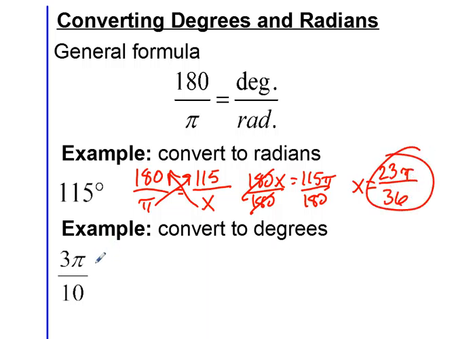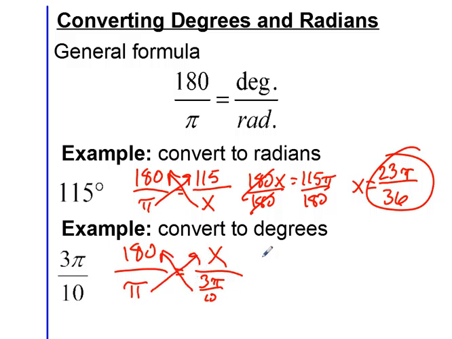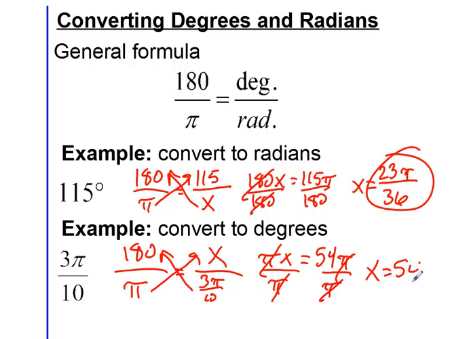Let's try this one more time, but go the other direction. Create degrees out of a radian. So again, 180 divided by pi is equal to, I want to get degrees, so put the x in the degree spot, and put our radians on the bottom, 3 pi over 10. So now when I multiply, I end up with pi x, and this equals 180 times 3 divided by 10, which is 54 pi. We divide both sides by pi, and my x is equal to 54 degrees.